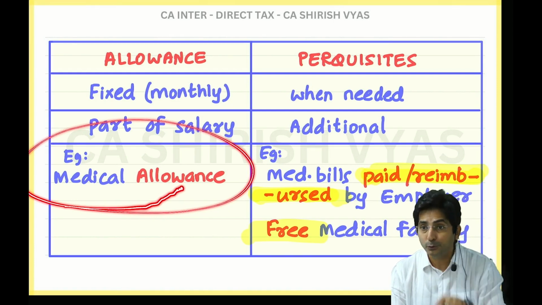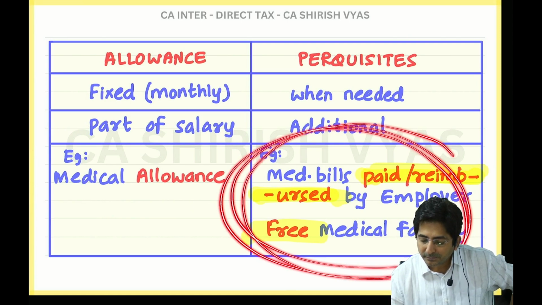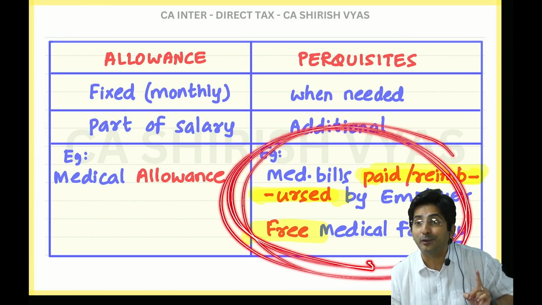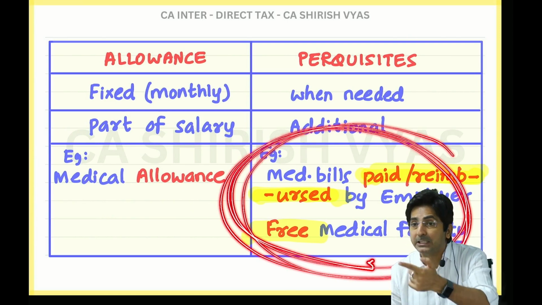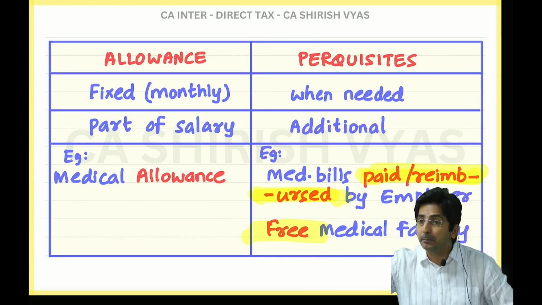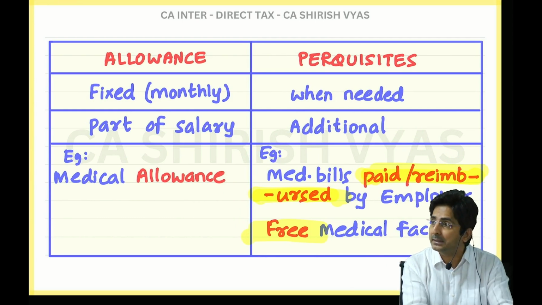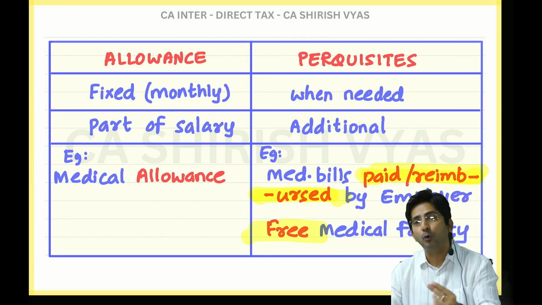See, for allowance you know, but can you give me the answer for this? No, because I have not taught. Perquisite's tax treatment is yet to be taught. But tax treatment is second. First you should know whether the given item is allowance or perquisite. And then the rule will become simple.